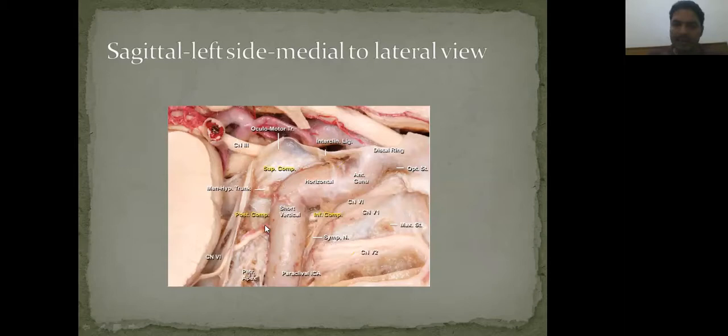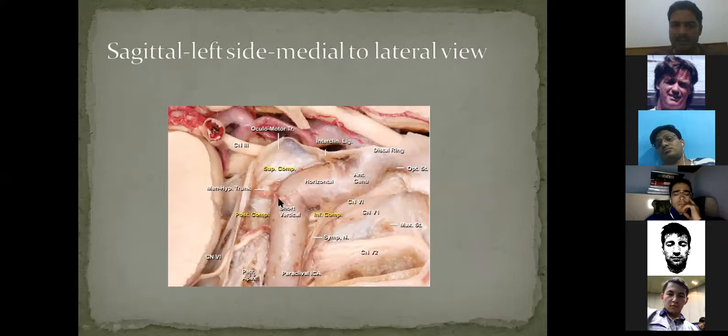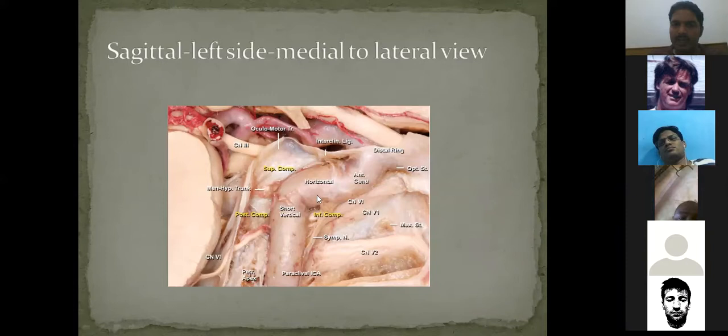This is a short vertical segment. This is a horizontal segment, anterior genu, posterior genu. So this is the posterior compartment of the cavernous sinus, and this lies behind the short vertical segment. And you have the superior compartment here. This lies above the horizontal segment. And in front of the short vertical segment and below the horizontal segment, you have the inferior compartment.